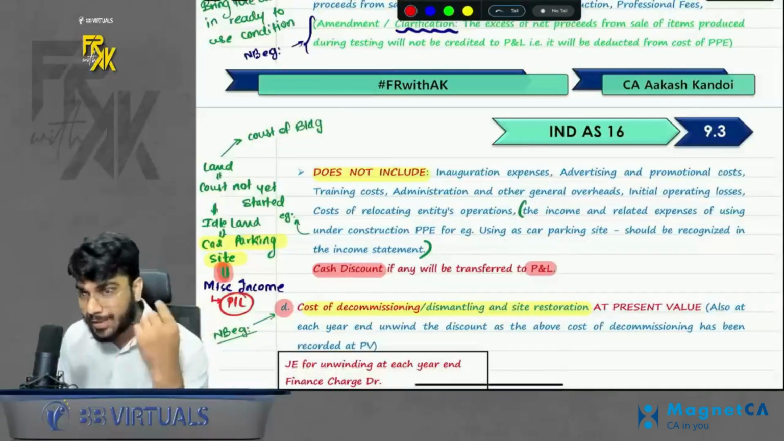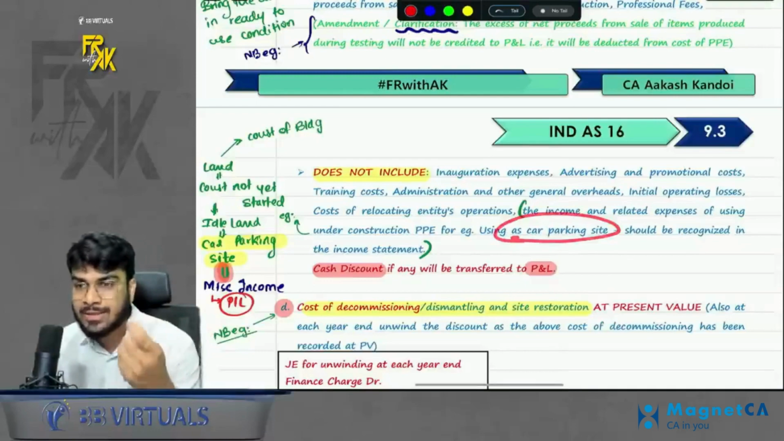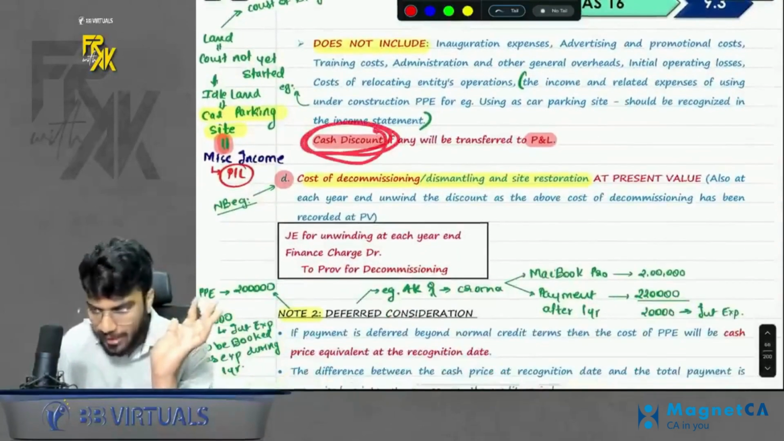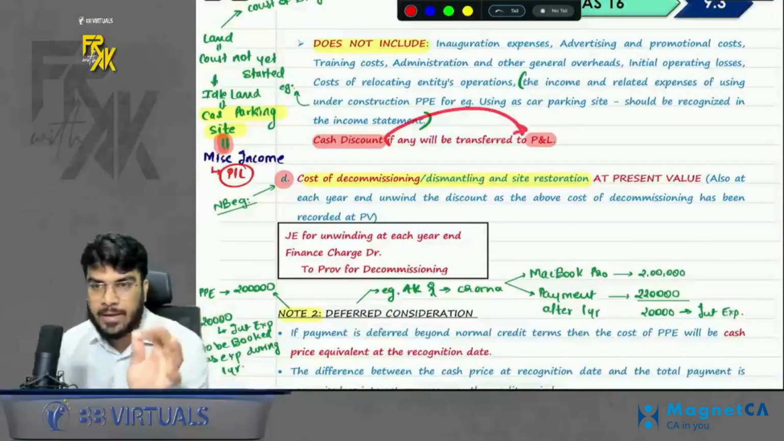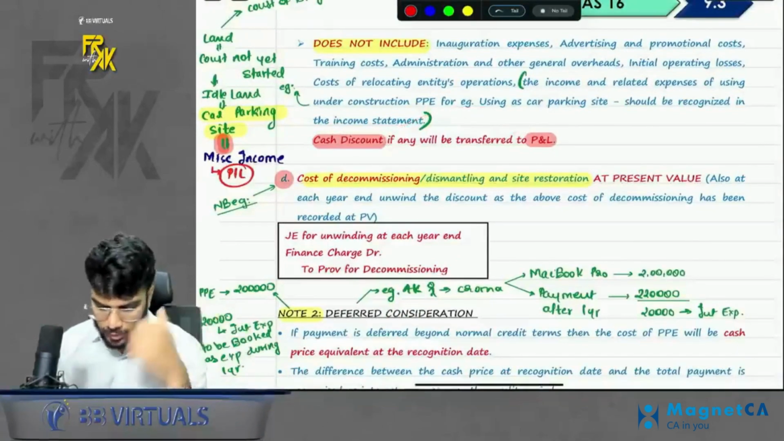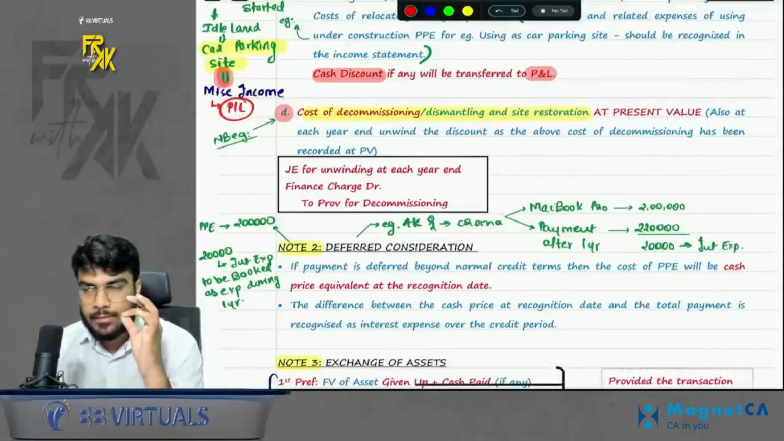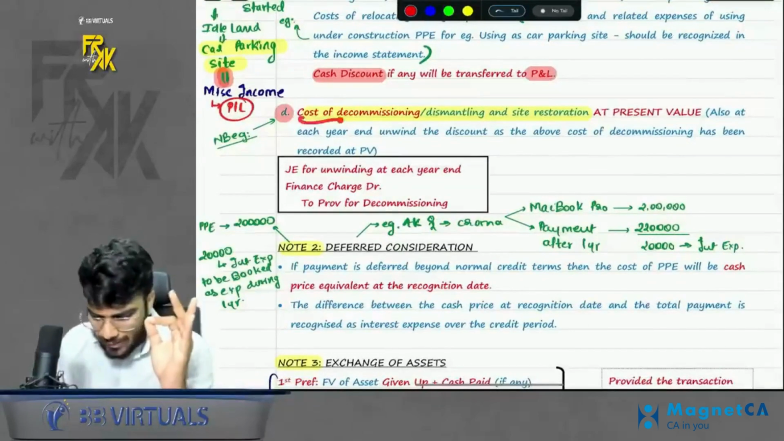See, the income from testing is different and the income from using the idle asset as car parking is different, right? Please remember that. Also, if you are giving any cash discount, such cash discount will be transferred to profit and loss. Simple. Okay.